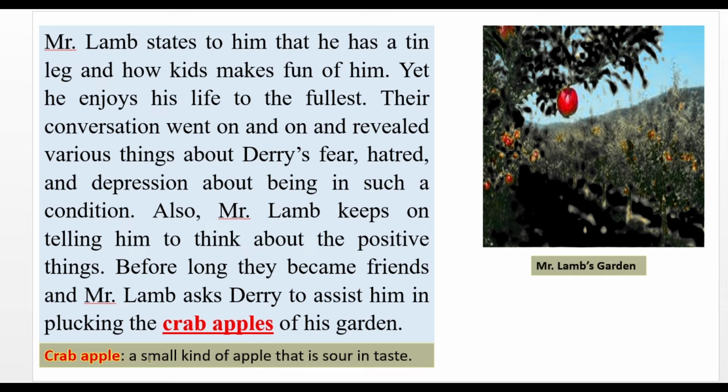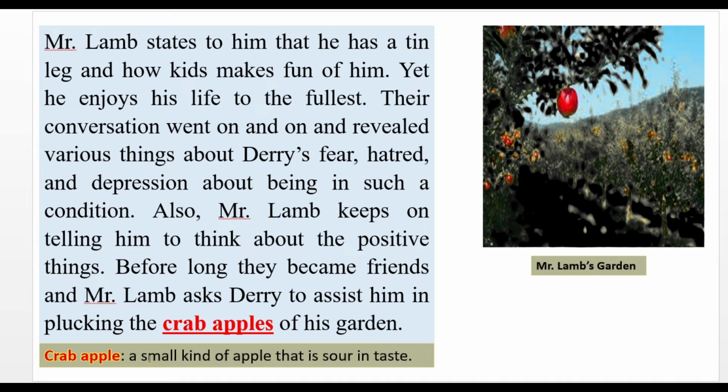Now you can see how the garden looked. Somehow like this, because in the play we got to know that there was a garden having crab apples. So, Mr. Lamb's garden having crab apples. Now, what is a crab apple? A crab apple is a small kind of apple that is slightly sour in taste.